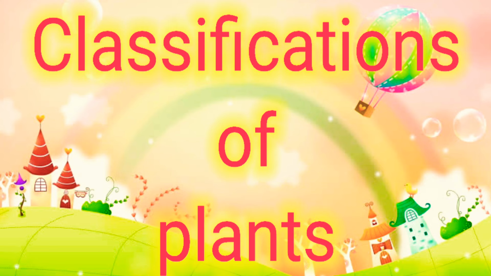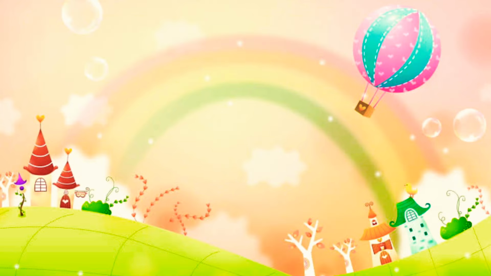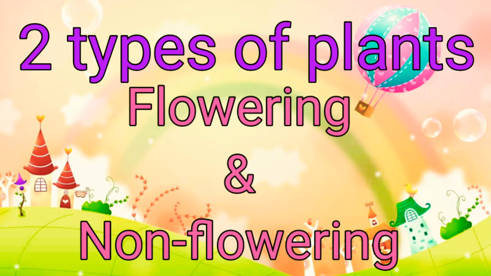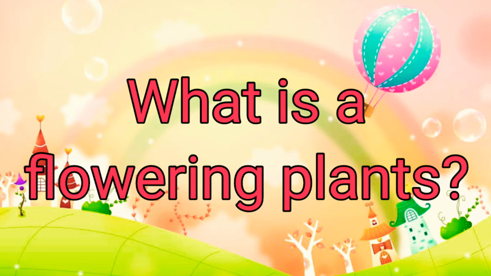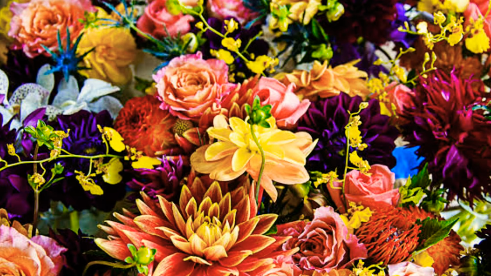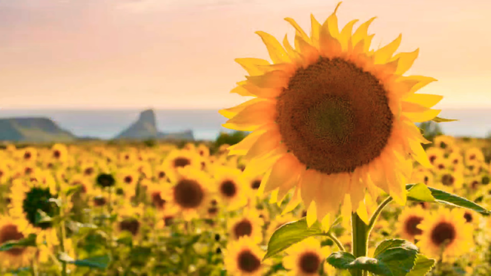Our lesson for today is all about classifications of plants. There are 2 types of plants: the flowering and the non-flowering plants. What is a flowering plant? Flowering plants are categorized as high-class plants. At the adult stage, the plants produce flowers, which can develop into fruits and seeds after being pollinated and fertilized.